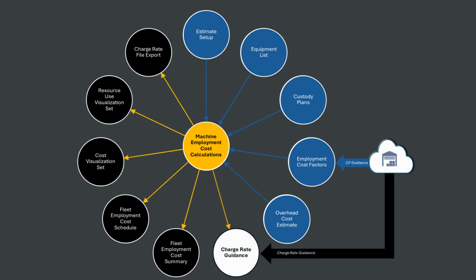The white-tabbed sheet automatically compares your charge rates with statistical measures of make-model-year matched charge rates that are downloaded from Ironworks' cloud-based global data points warehouse.